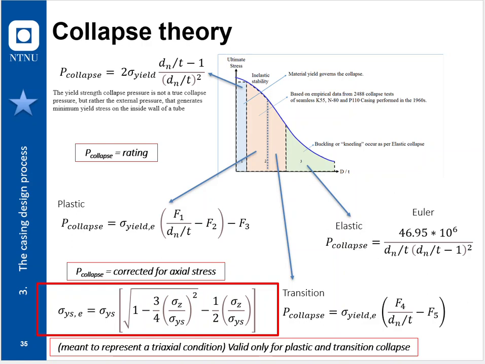This is what I'm talking about. You find the corrected, call it yield. That's what you do. You take your actual stress, you find an expression for it, and you reduce it. Here is your corrected yield strength because of the acting actual stress. And you add that into your calculations for the plastic and transition collapse.